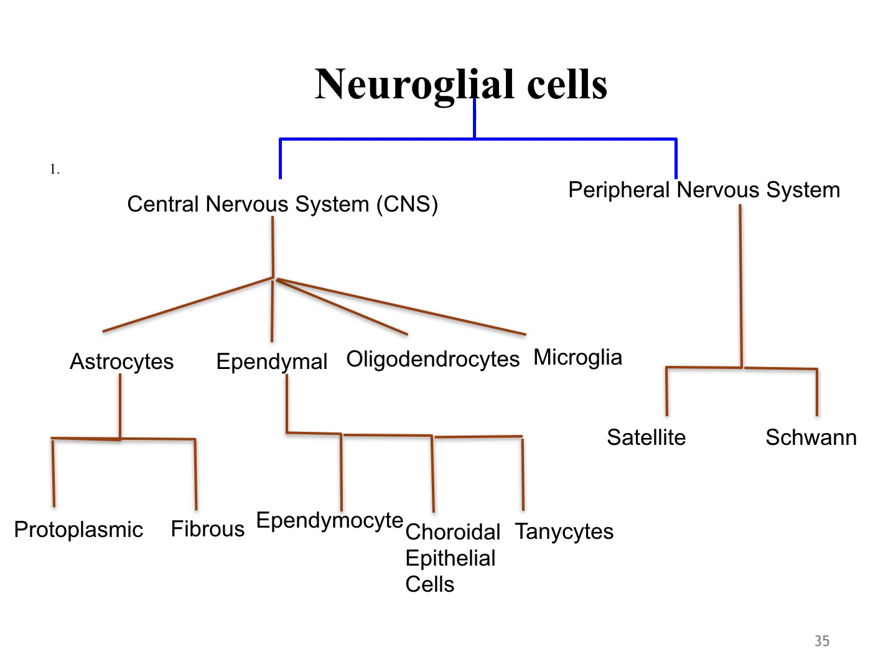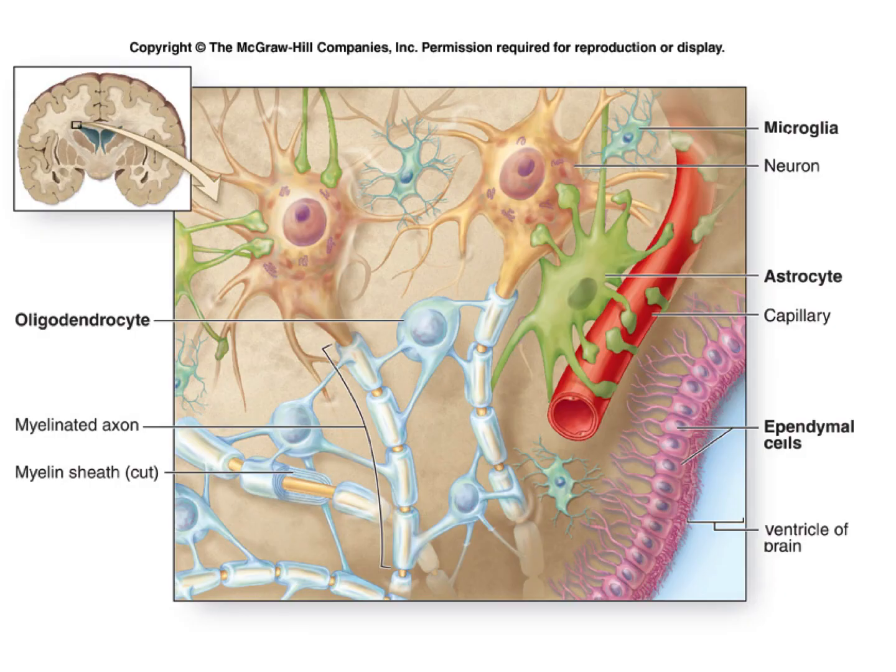When you see the further subclassification, there are four types of neuroglial cells in the central nervous system. The astrocytes, in turn, are of two types, protoplasmic astrocytes and fibrous astrocytes. Similarly, in ependymal cells, you have three types of cells: ependymocytes, choroidal epithelial cells and tanycytes. Apart from astrocytes and ependymal cells, you have oligodendrocytes and microglial cells. And we will see all these cells one by one.